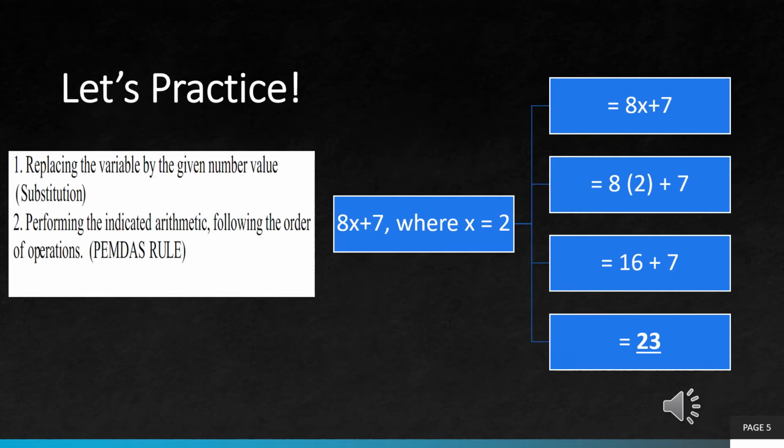Let's practice. Problem is 8x plus 7, where x equals 2. Solution. 8x plus 7. Since x is equal to 2, we need to rewrite the number and put the value of x, 8 times 2 plus 7. Let's use PEMDAS rule. First let's multiply the 8 times 2 is equals to 16. Let's write 16 plus 7 and add it. So 23 is the final answer.